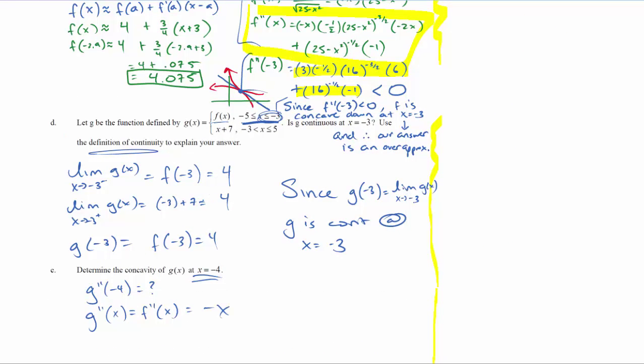Negative x, negative 1/2, 25 minus x squared to the negative 3/2 times negative 2x plus 25 minus x squared to the negative 1/2 times negative 1.